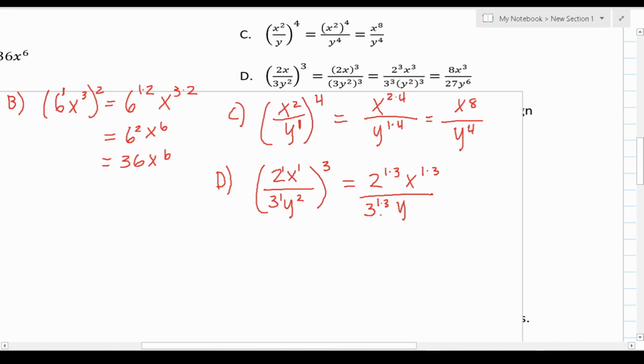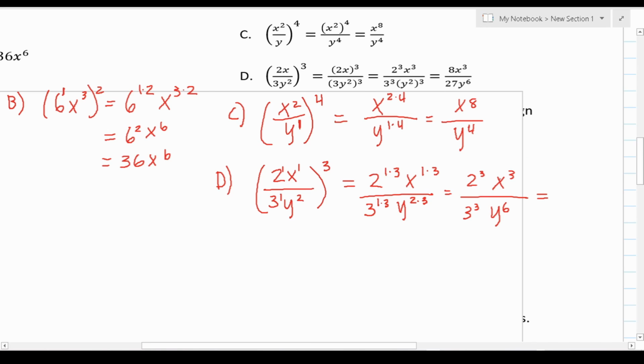Write down the base y, multiply the exponents, 2 times 3. This becomes... now let's simplify this. It's going to be pretty straightforward to do. 2 to the 1 times 3 is 2 to the third. X to the 1 times 3 is x to the third. 3 to the 1 times 3 is 3 to the third. And then y to the 2 times 3 is y to the sixth. Let's simplify where we can.